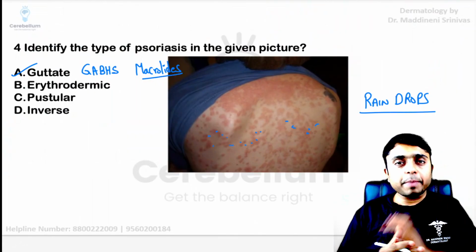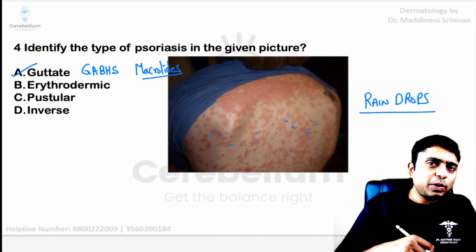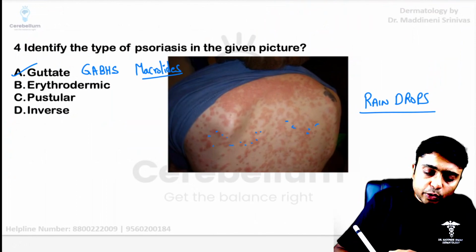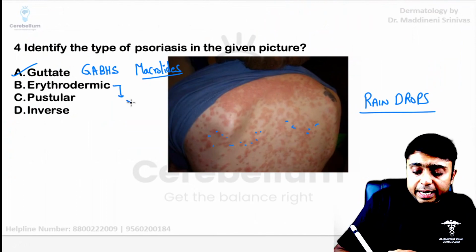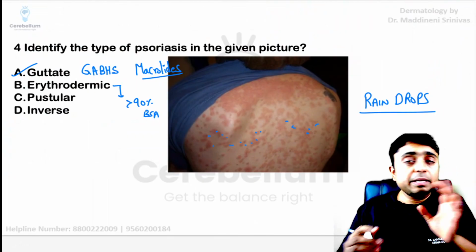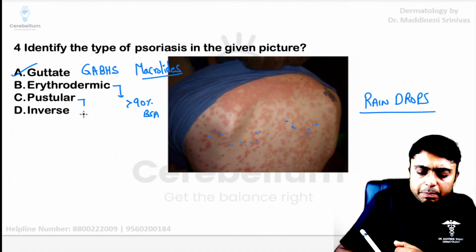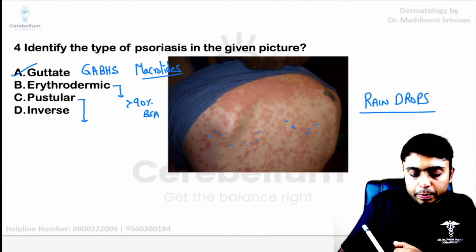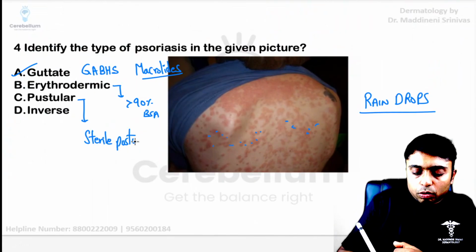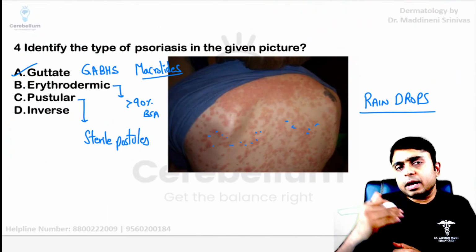We're going to prescribe macrolides. And how does erythrodermic psoriasis present? The patients are going to have skin involvement of more than 90% of the body surface area, which will become erythematous, and there will also be scaling. Whereas in pustular psoriasis, there are going to be sterile pustules present almost all over the body or entire body.